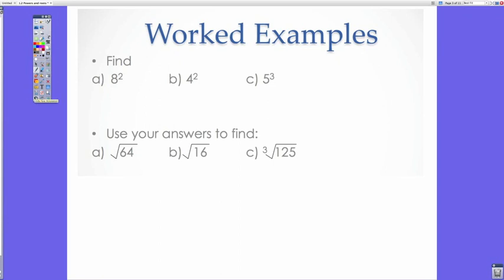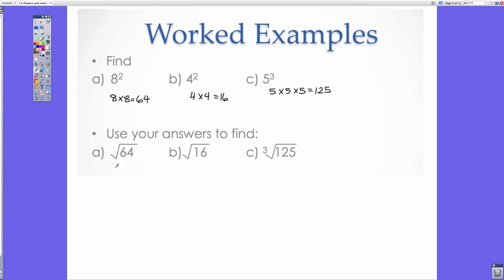Let's try some examples. The first one says to find 8 squared. We're just doing 8 times 8, which is 64. B is 4 squared. That's just 4 times 4, which is 16. And then for C, we've got 5 cubed. So you need to multiply 5 by itself 3 times. 5 times 5 times 5, which is 125. 5 times 5 is 25, and 25 times 5 gives me the 125.